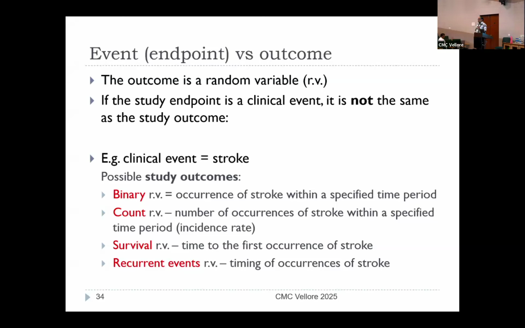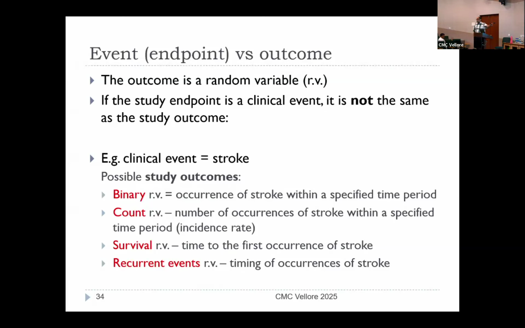Your endpoint is stroke, your clinical event is stroke, but you have to tell me what is your outcome? What is your random variable that you're using that clinical event to determine, okay? Because when we do a binary one, we'll be comparing proportions between the intervention and control arm. When we're doing count, we are comparing incidence rate ratios. We haven't talked about that, but that's the outcome metric that you would use.